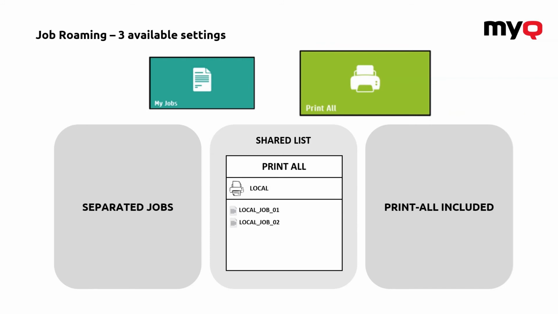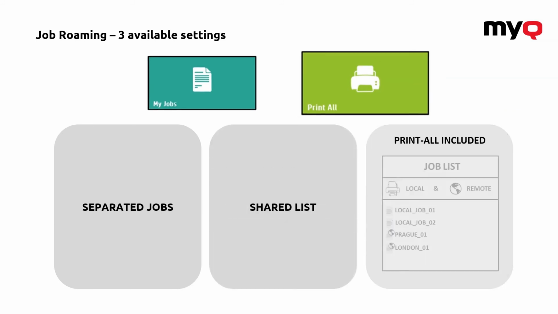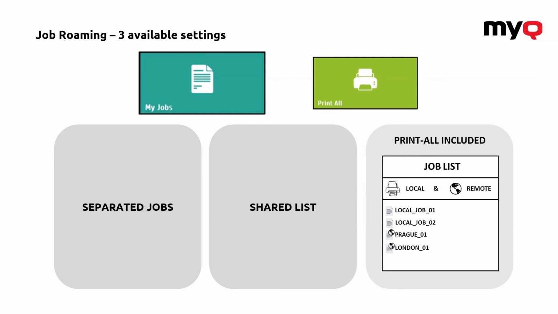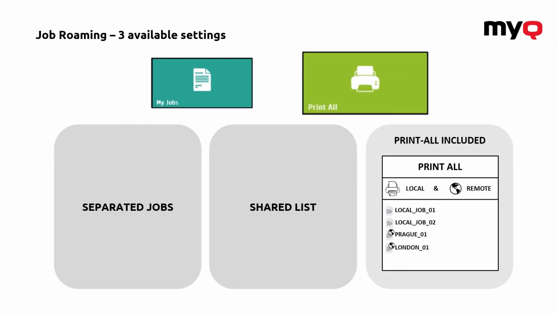On the other hand, if I hit the Print All button, the system will only again include locally stored jobs. The last option, print all included, is pretty much an extension of the shared list. Because what it does is, for the My Jobs part, it shows all the jobs in one list, and as is pretty logical from its name, the Print All button also includes the remote jobs.